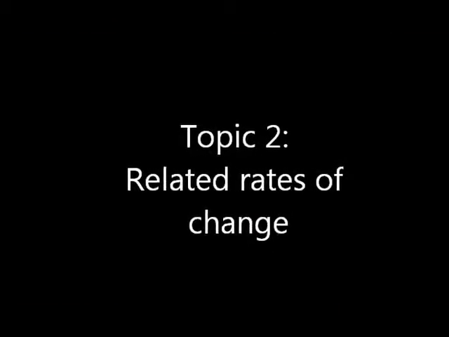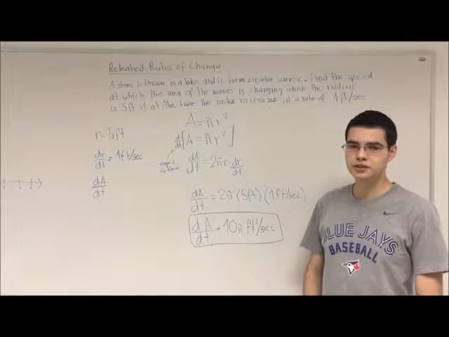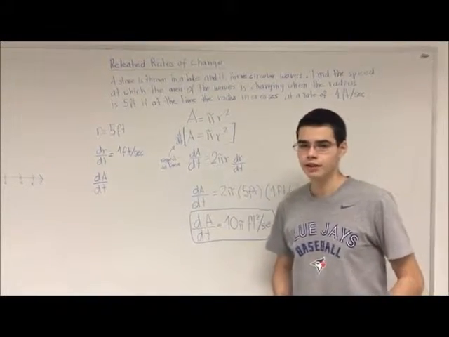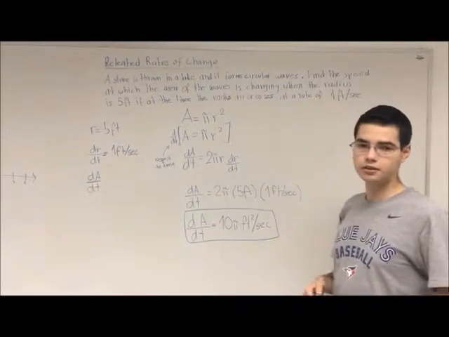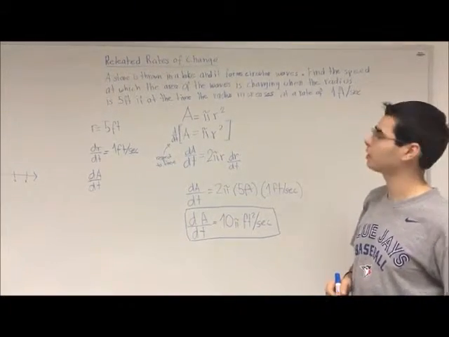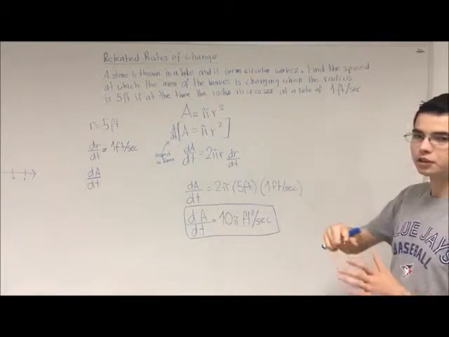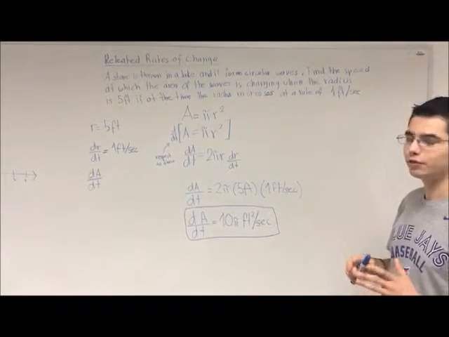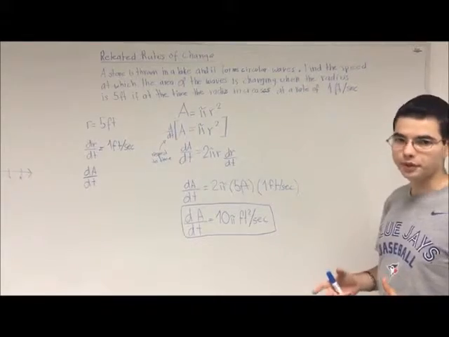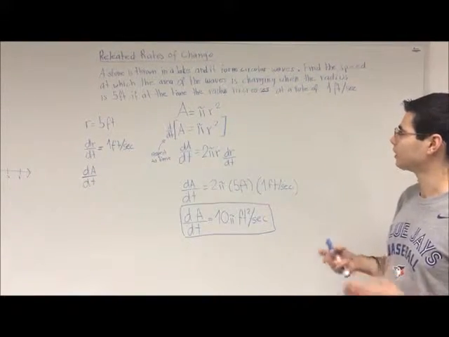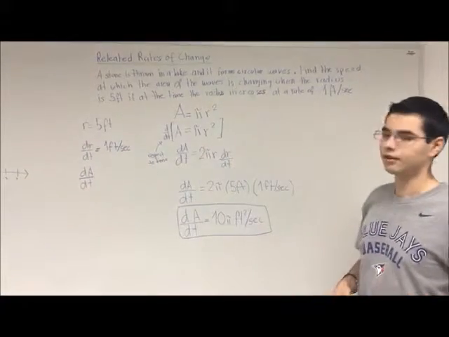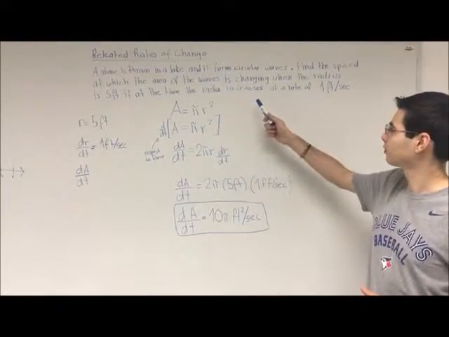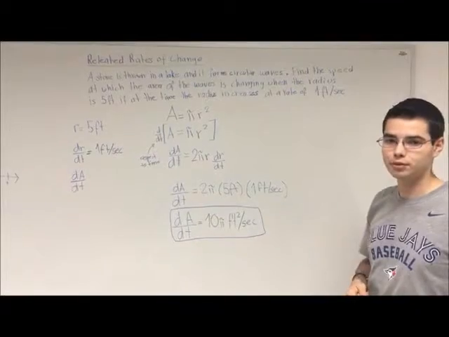Okay, now we're going to see related rates of change. For example, here we have this word problem. It tells us that a stone is thrown into a lake and it forms circular waves, and we need to find the speed at which the area of the waves is changing when the radius is equal to 5 feet, if at that time the radius is increasing at a rate of 1 foot per second.